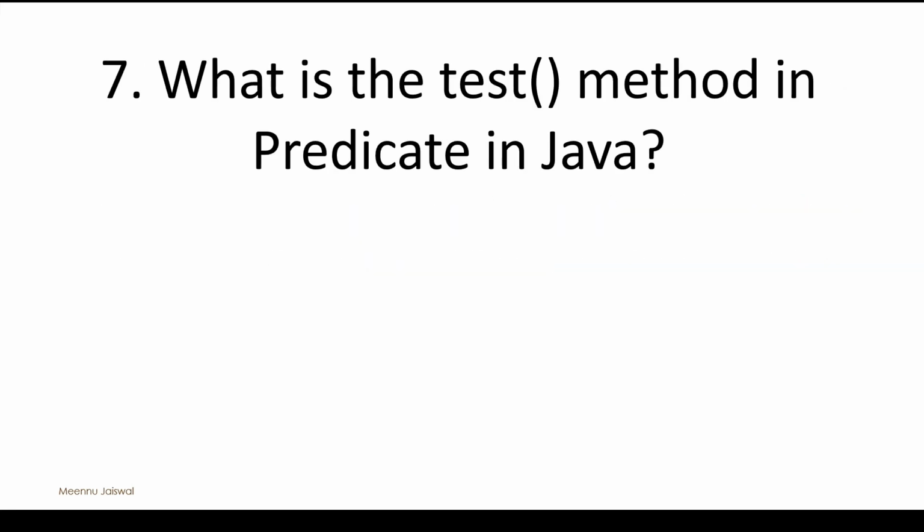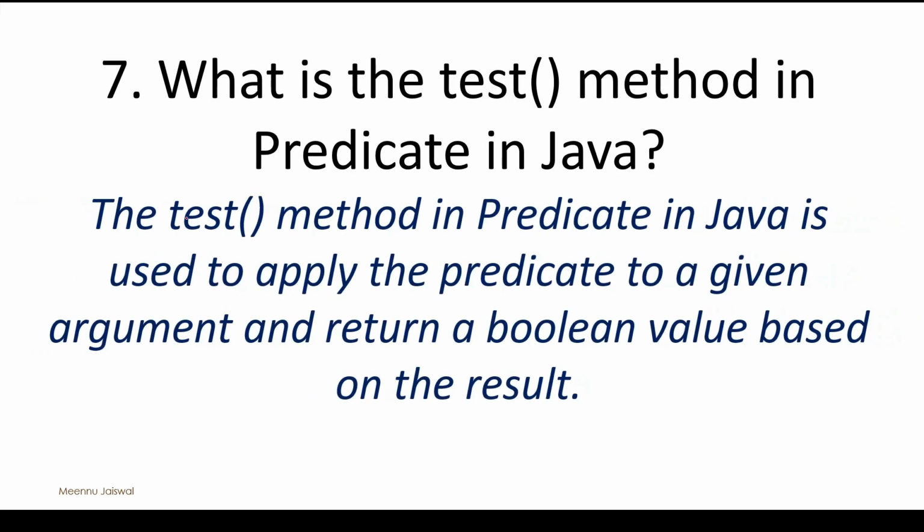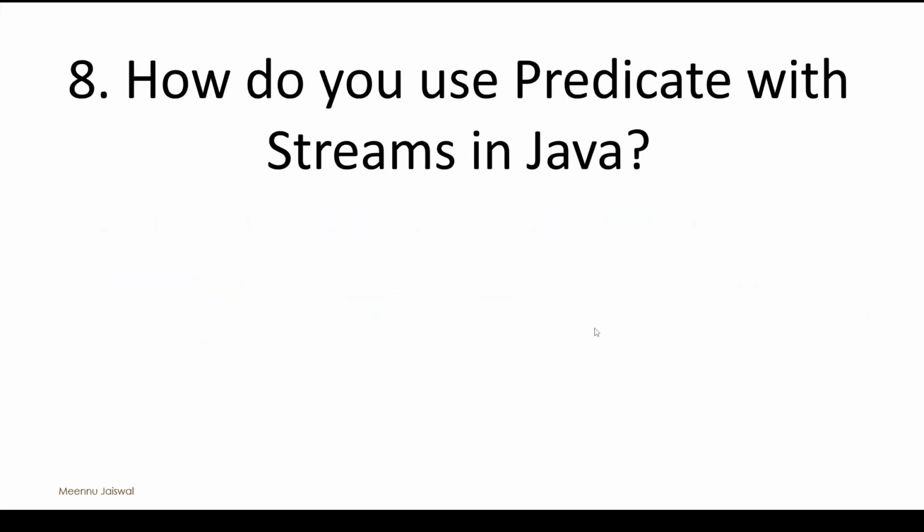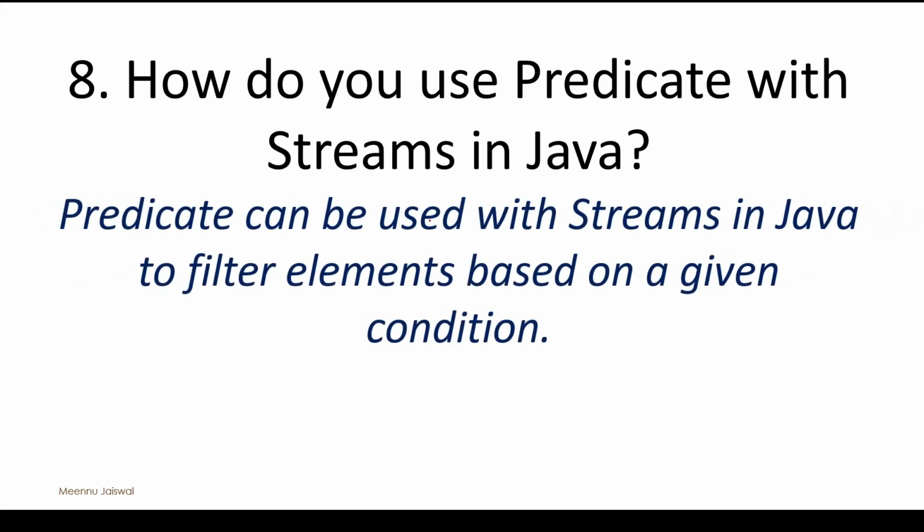What is the test method in predicate in Java? This is the main method actually. The test is the main one in predicate, and it is used to apply the predicate to a given argument and return a boolean value based on the result. How do you use predicate with streams in Java? We have seen a good example of it. It can be used with streams to filter elements based on the given condition. So from the stream we can filter the elements.